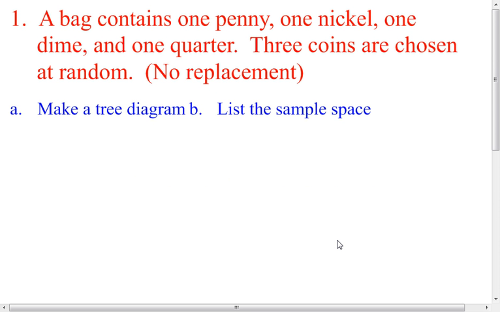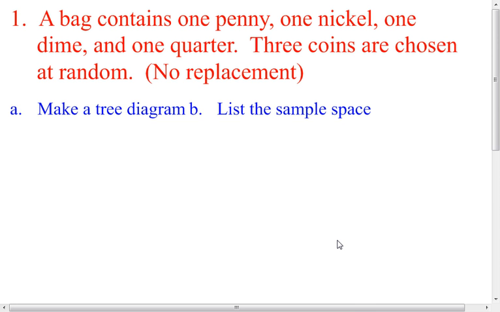So first of all, first problem, a bank contains a penny, a nickel, a dime, and a quarter. And you're going to choose 3 coins at random without replacement. And what that means is you're going to draw a coin, you're not going to put it back in the mix, and then you're going to draw the next coin. And then again, you won't put it back in the mix, and then you'll draw the next coin.